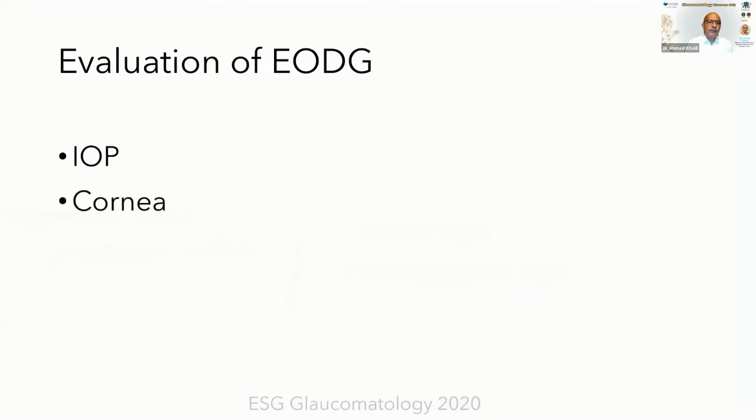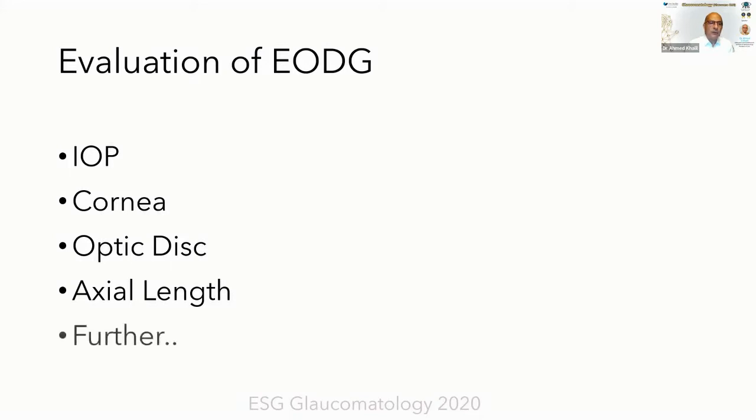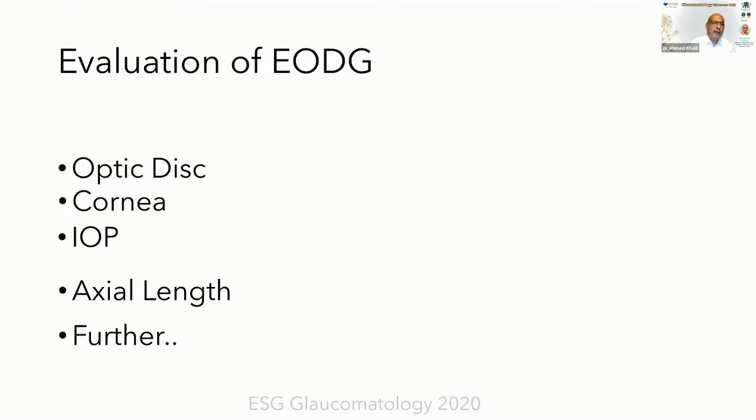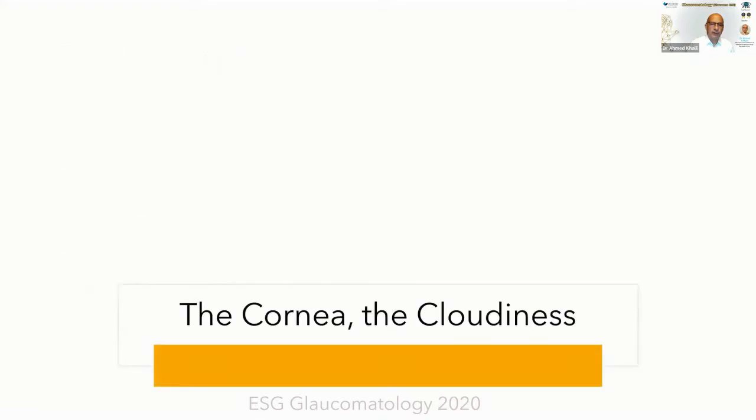We have to evaluate the intraocular pressure. After all, this is a glaucoma, and we know that the cornea gets bigger and cloudy, so we have to examine this properly. And the optic disc is one of the mainstays of the diagnosis of glaucoma in the infant. The axial length is another way of measuring the size of the eye, together with the corneal diameter, and other tests are also there to do. Personally, in my practice, I bring the optic disc to the forefront of the examination of the glaucoma in the child or in the infant, and I'm going to say why.